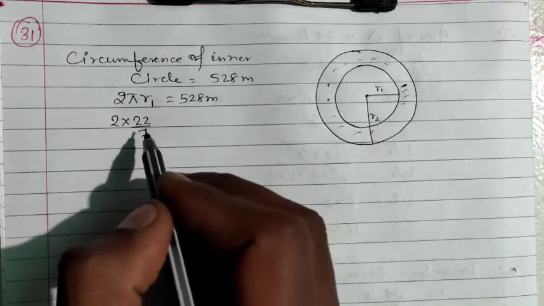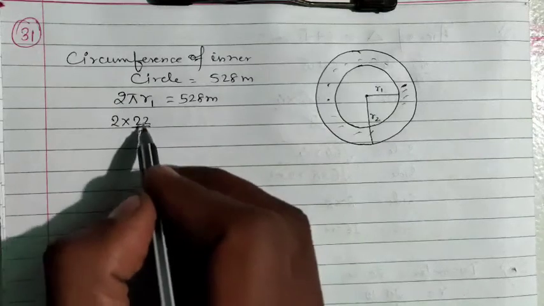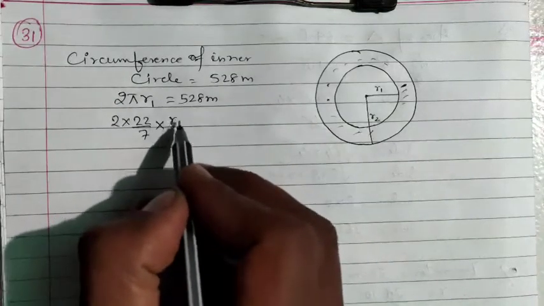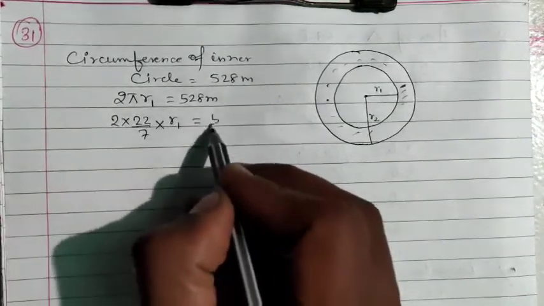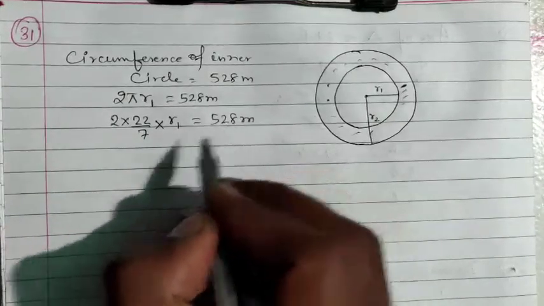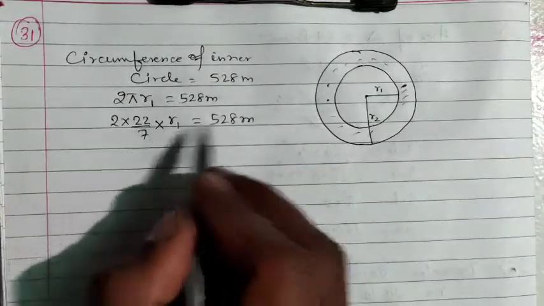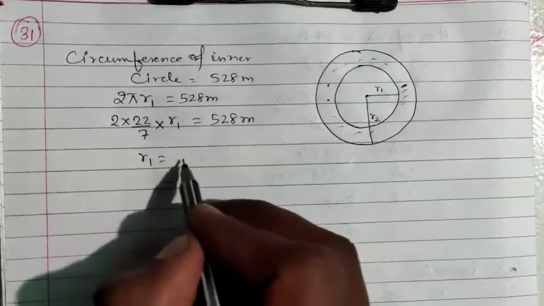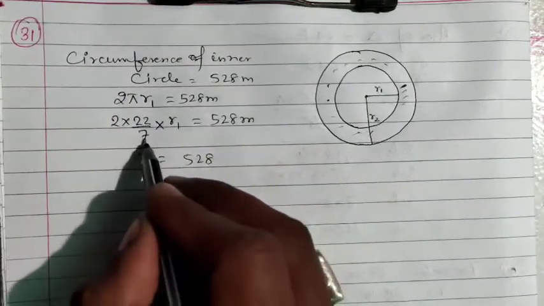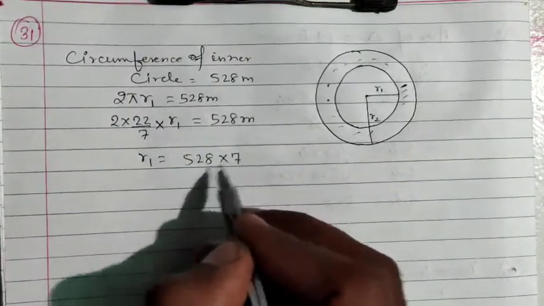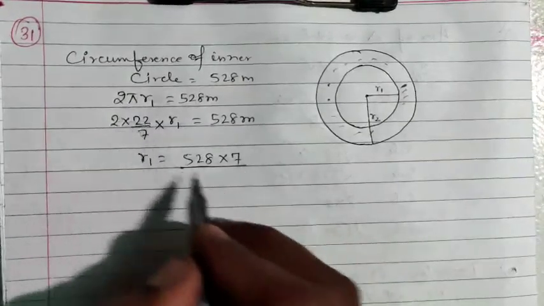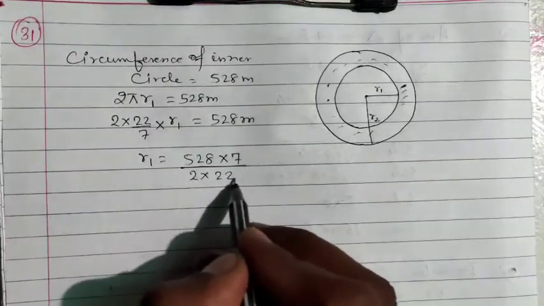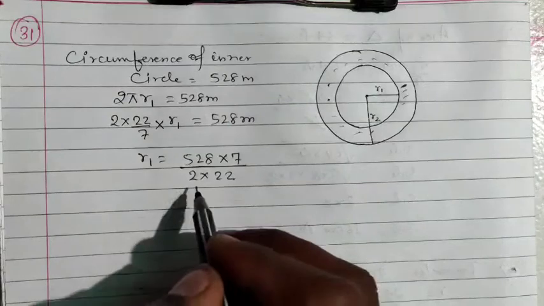Now 2 into pi, value of pi I have given, into radius 1. We don't know the value of radius 1, is equal to 528 meter. Now we will send all these three values to RHS. R1 is equal to 528, this 7 division, it will come this side multiplication. These two are in multiplication, it will come in division. Now what we have to do, we have to reduce only.